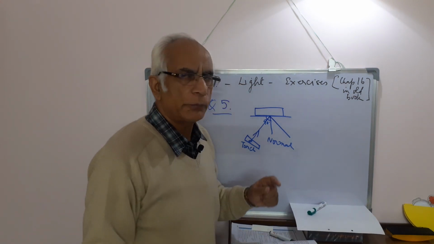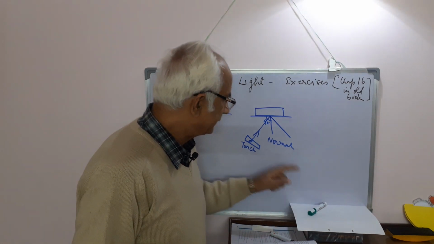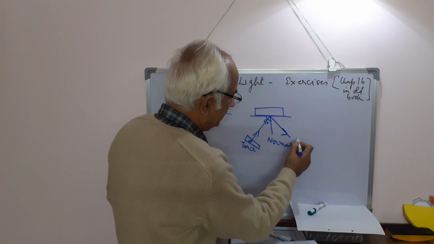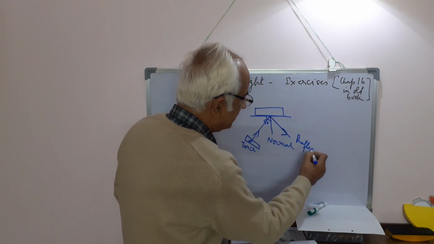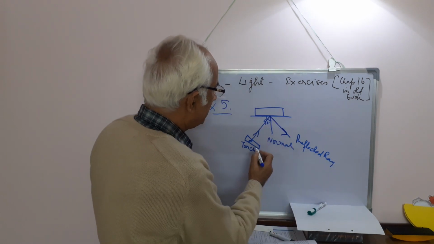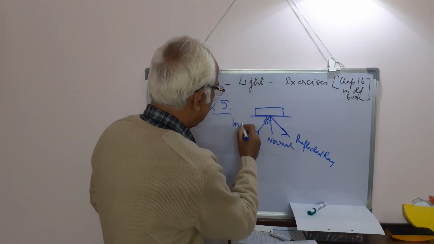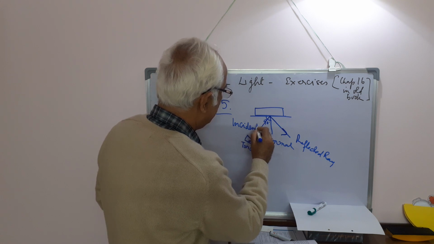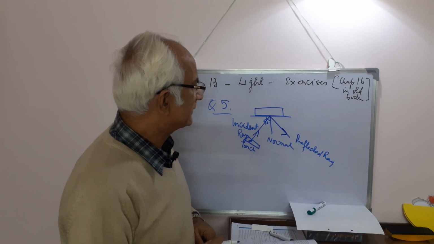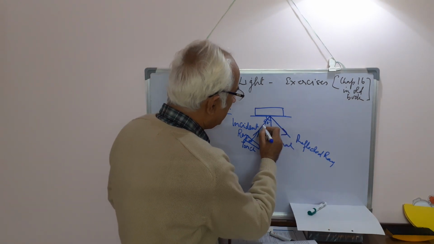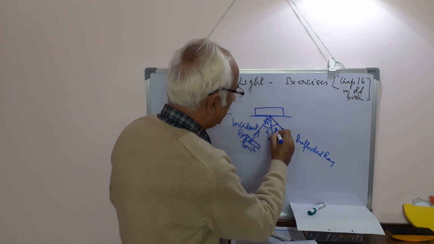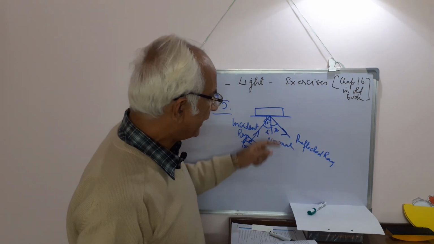So this way you can prove that the incident ray, the normal, and the reflected ray are on the same plane. This is the reflected ray. It bounces back from the mirror. This is the incident ray. This ray bounces back from the mirror and goes in this direction. And it goes in such a way that this angle is equal to this angle. Angle I is equal to angle R. And they are on the same plane.